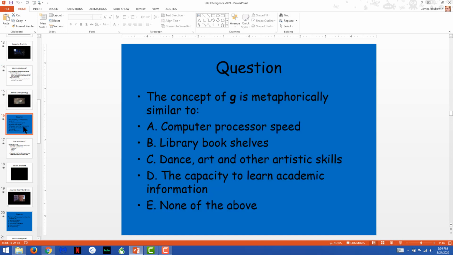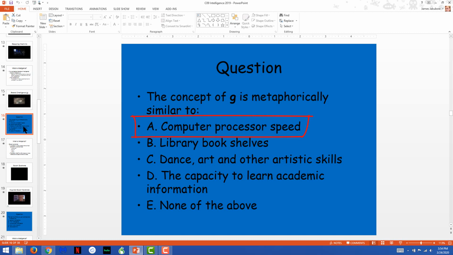Okay, try to answer this question. The concept of G, that is general intelligence, is metaphorically similar to, go ahead and pause and see if you can come up with the answer. Okay, and the correct answer actually is A, computer processor speed.